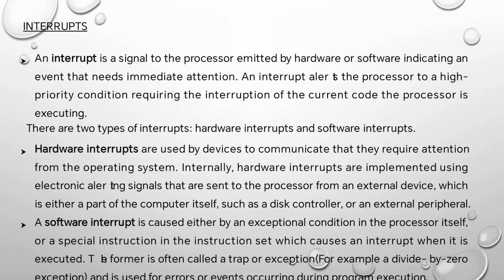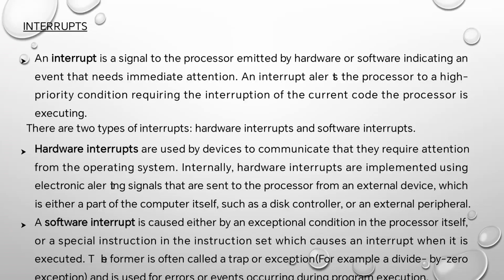Interrupts. An interrupt is a signal to the processor emitted by hardware or software indicating an event that needs immediate attention. An interrupt alerts the processor to a high priority condition requiring the interruption of the current code the processor is executing. There are two types of interrupts. The first one is hardware interrupts and the second one is software interrupts.